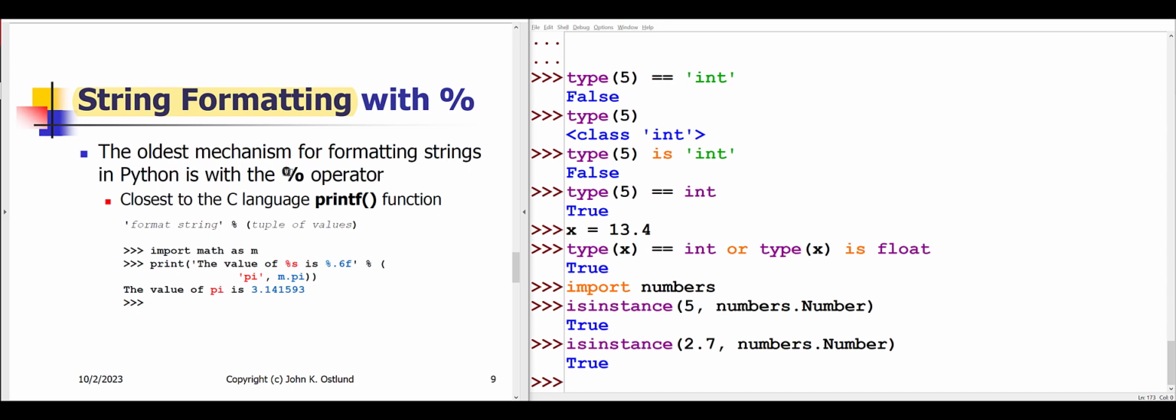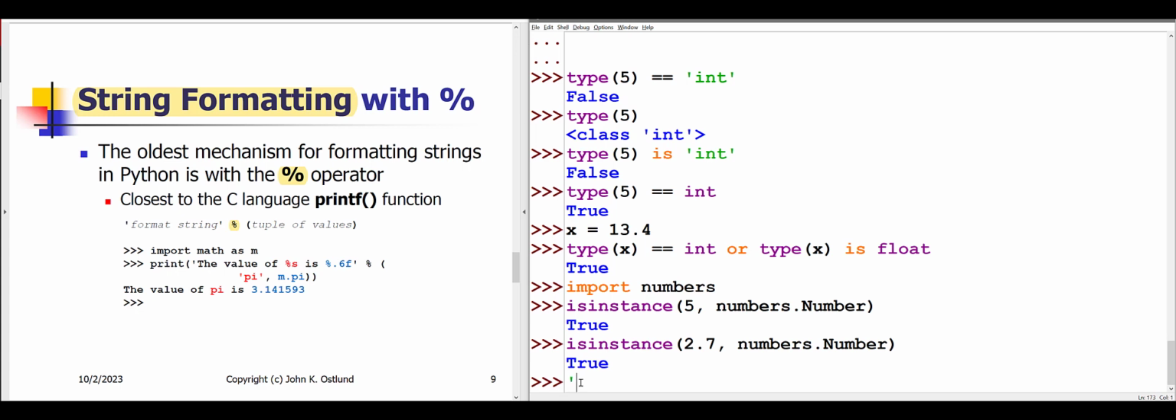The original formatting mechanism in Python uses the percent operator. You have a format string on the left, and then the percent operator, and then a tuple of values on the right, and the individual values within the tuple are then plugged in place of the format codes in the format string. Here's a trivial example.